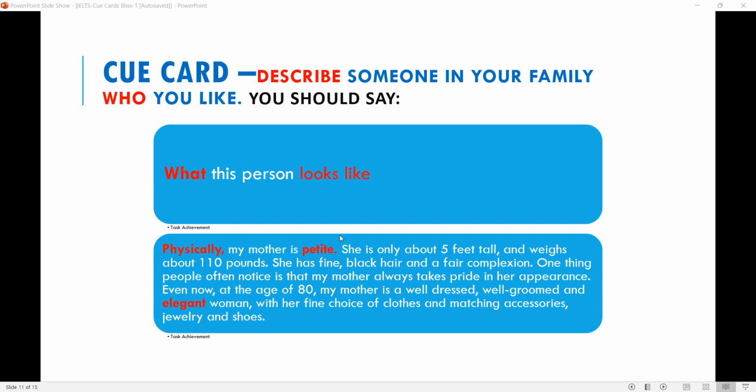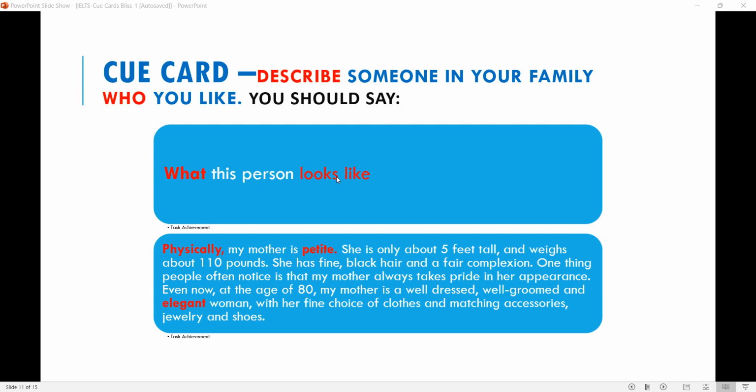This is the second question. So, what is mapped to the looks of the person whom we are describing? Physically, my mother is petite. She is only about 5 feet tall and weighs about 110 pounds.